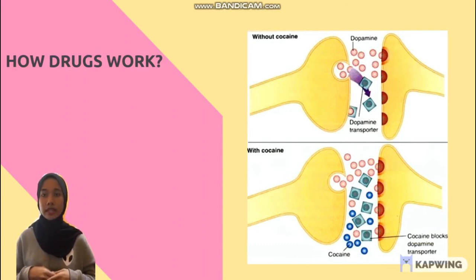Drugs of abuse can interfere with this normal communication process. For example, cocaine acts by binding to the dopamine transporter, blocking the removal of dopamine from the synapse. Dopamine then accumulates in the synapse to produce an amplified signal to receiving neurons.